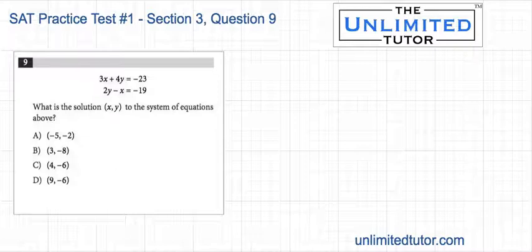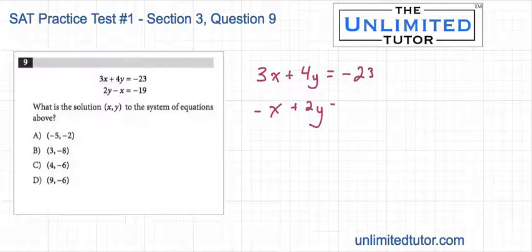So I'm going to rewrite the problem. 3x plus 4y equals negative 23. And then notice, instead of writing the 2y first, I'm going to write the negative x below the other x variable, plus 2y. Notice I'm not changing the values, I'm just rearranging them. Equals negative 19.